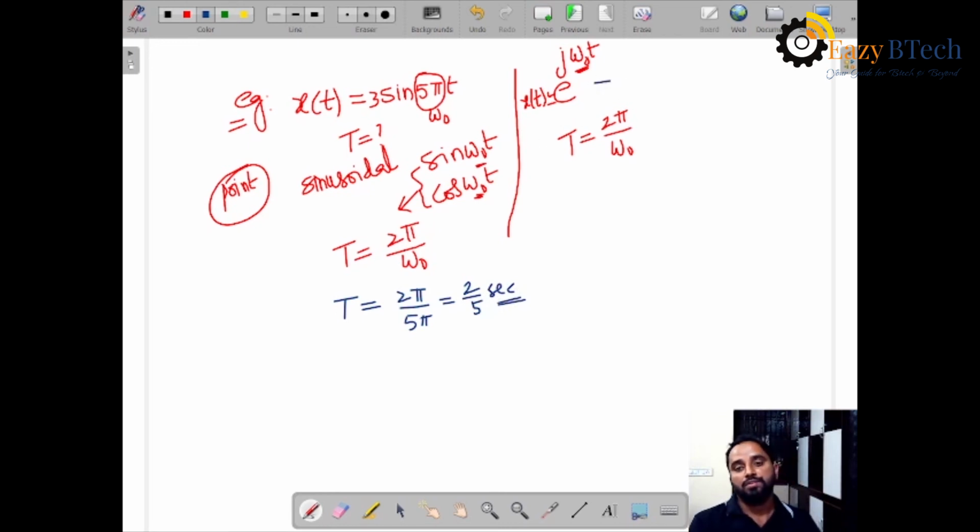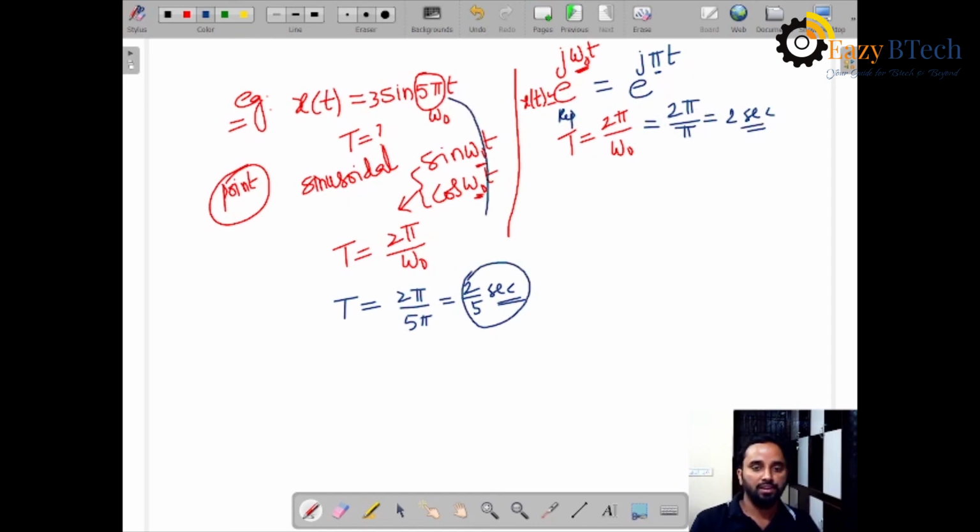Another example, suppose here e power j pi t. What is the time period? 2 pi by omega naught. What is omega naught here? Omega naught is pi. So 2 pi by pi is equal to 2 seconds. So for every 2 seconds, the signal repeats. Okay, for every 2 by 5 seconds, the earlier signal repeats. That is the meaning of time period.